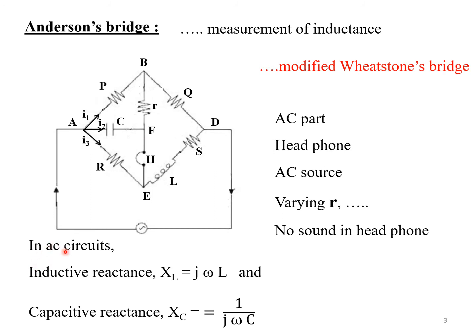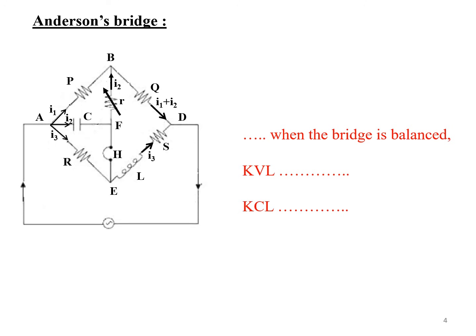Whenever we make use of the AC circuits, we have to remember the inductive reactance of the inductor coil is given by the expression j omega L, and capacitive reactance by the expression XC is equal to 1 over j omega C, where j stands for the imaginary number, that is equal to square root of -1, and omega is the angular frequency. You have studied these things in your PUC class. So in general, when the bridge is said to be balanced, we have to make use of Kirchhoff's current law and Kirchhoff's voltage law.